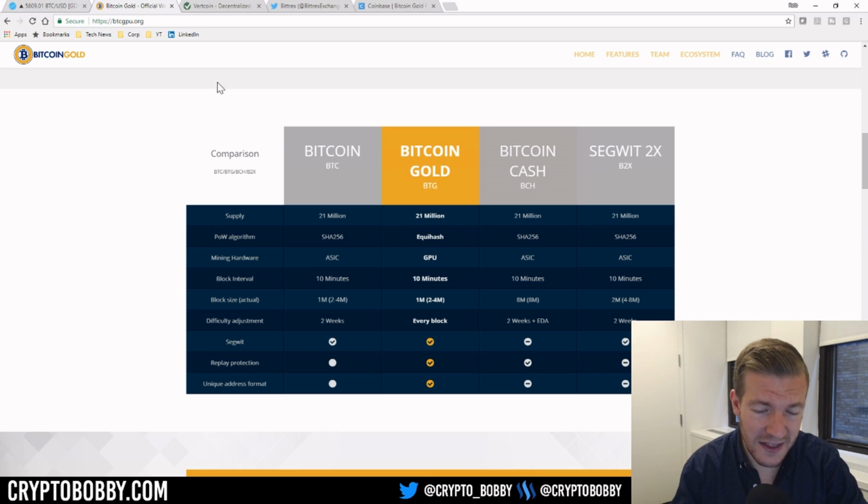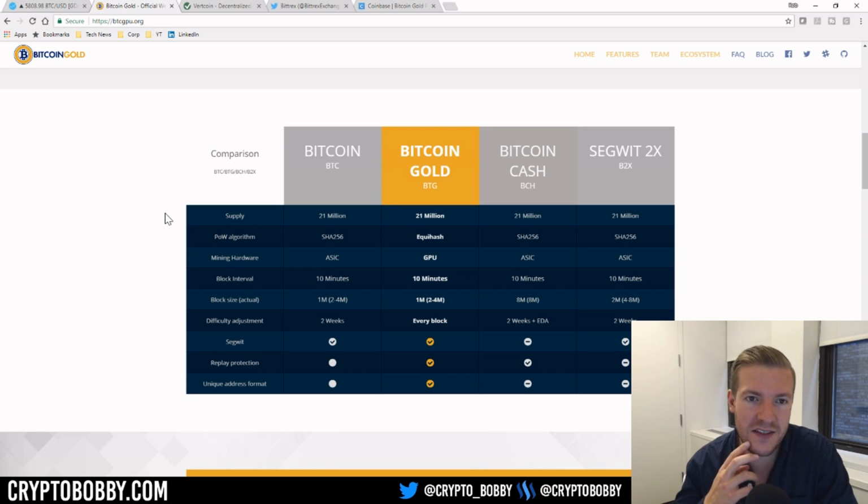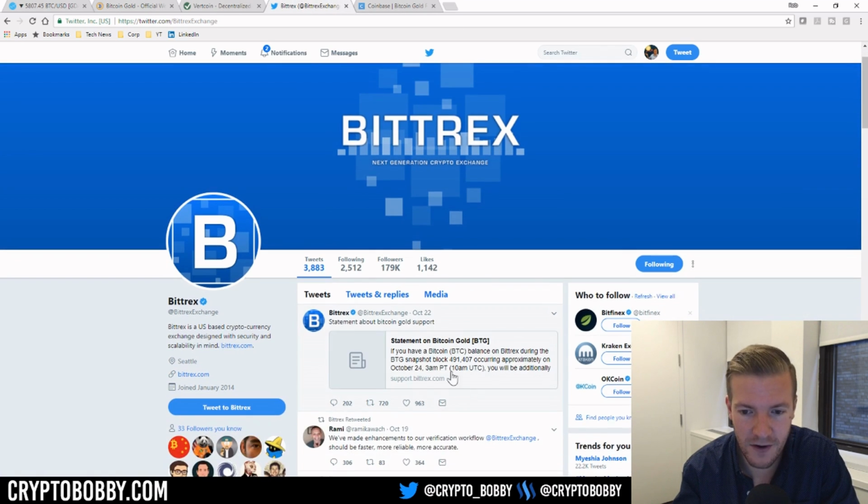Looking at that, I don't see a massive differentiation in terms of what Bitcoin Gold is trying to do and what is available on the marketplace right now. And for that reason, I'm not a big fan of it. And I think a lot of other companies have come out and said some fairly disparaging things.